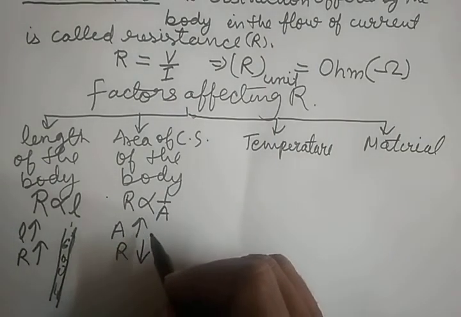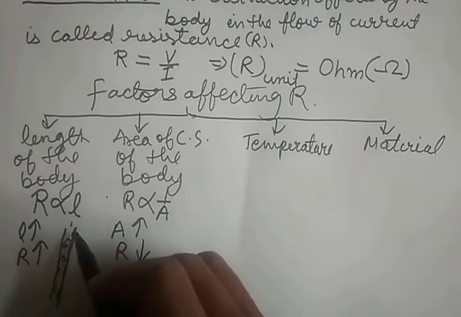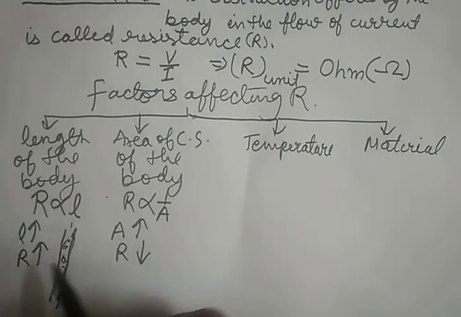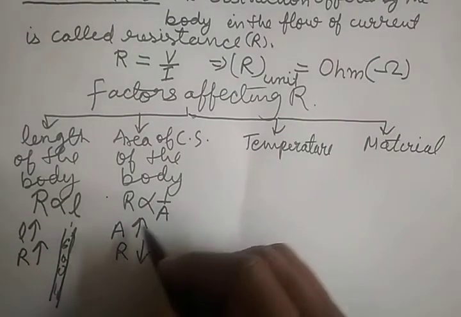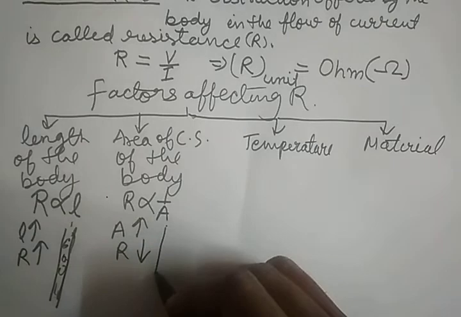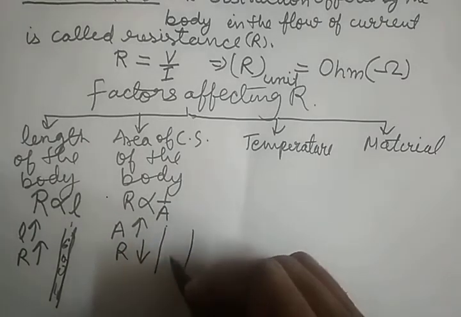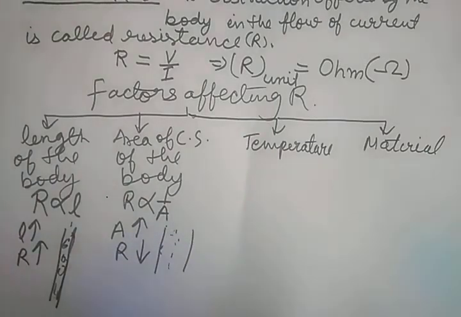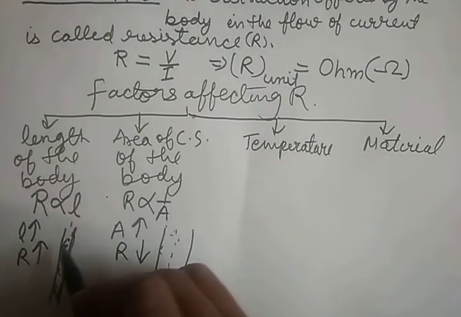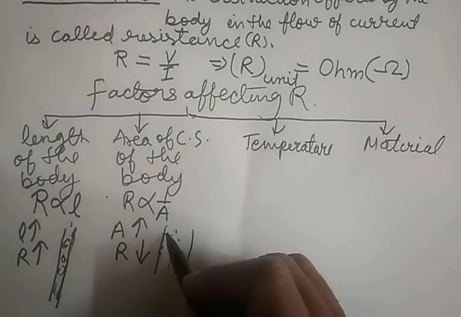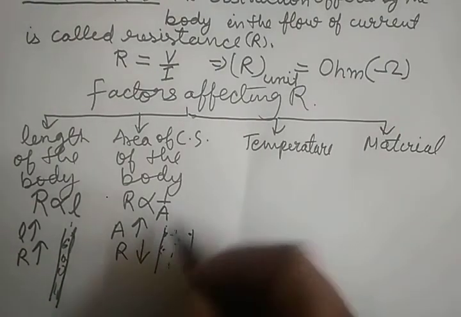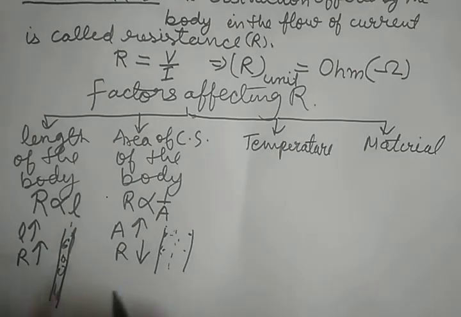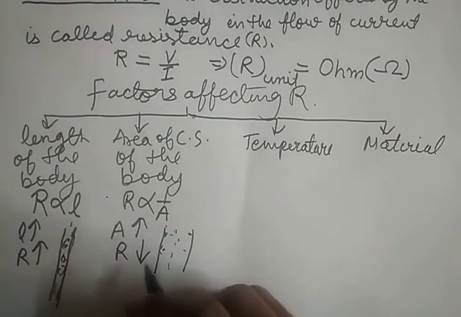More difficulty means more resistance. And if the area is more, meaning the road is broader, we will not have that much crowd here. The same crowd is there, but it is scattered now because of the broader path. So area of cross section is more, that is why resistance is lesser.